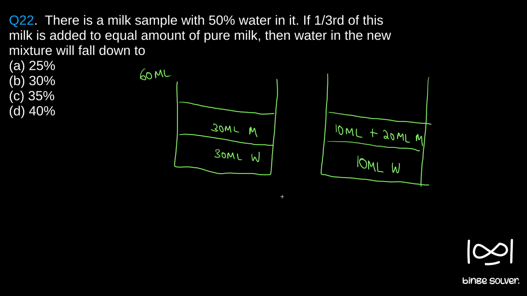So the ratio will be 10 by 40 or 1 by 4. So 1 by 4 is nothing but, to calculate the percentage, just multiply with 100 and we get 25. So it is 25 percentage. So the water in the new mixture will fall down to 25 percentage. That is the answer. So A is the answer. Solution to question 22 is A, 25 percentage.